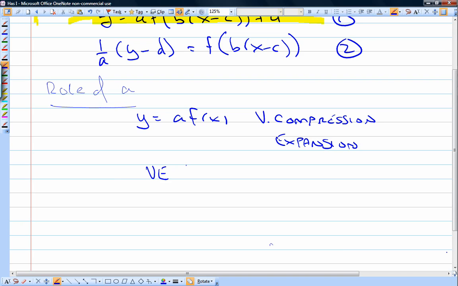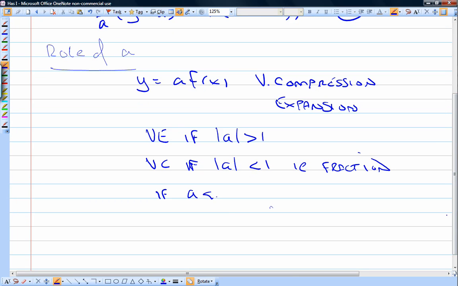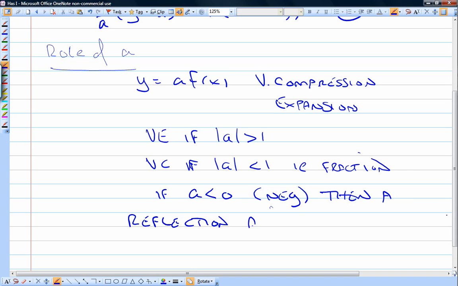it will vertically expand if the absolute value of A is greater than 1. We'll get a vertical compression if the absolute value of A is less than 1, i.e. a fraction. Okay. If A was negative, then we got a reflection about the x axis.